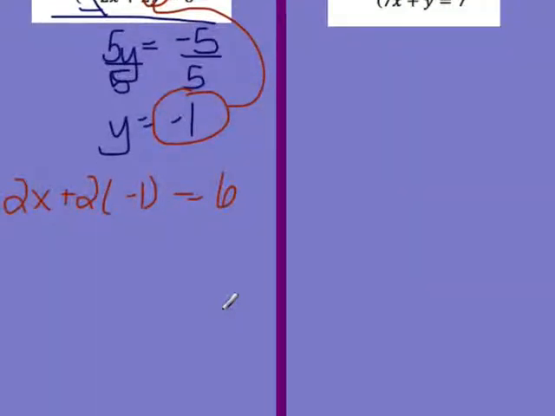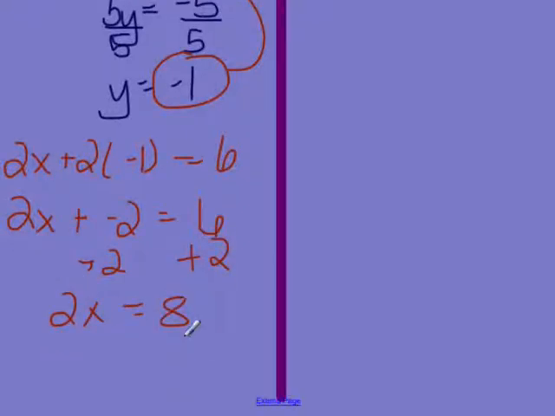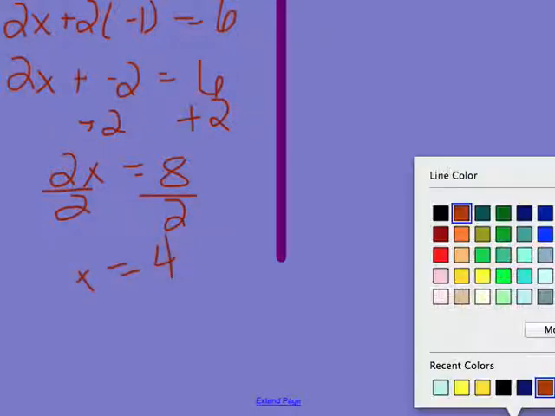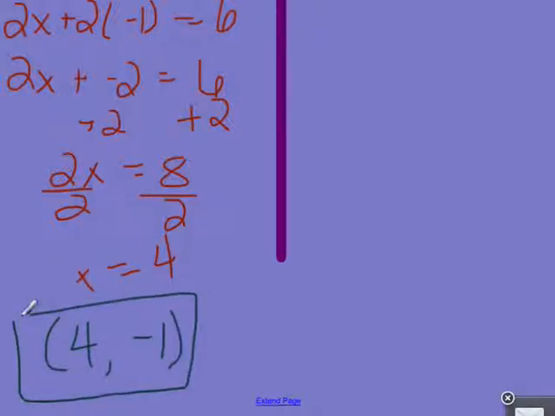So now I'm ready to solve this for x. So I have 2x. 2 times -1 is -2, and that's equal to 6. So now I want to take that -2 and bring it over to the other side. So I'm going to add 2 to both sides. So then I get 2x is equal to 8. And now finally, to solve for x, I need to divide both sides by 2. And we get that x is equal to 4. So now we want to write our answer out as a coordinate point, first x, then y. So we have x, which is 4, and y, which is -1. So your coordinate point is (4, -1).